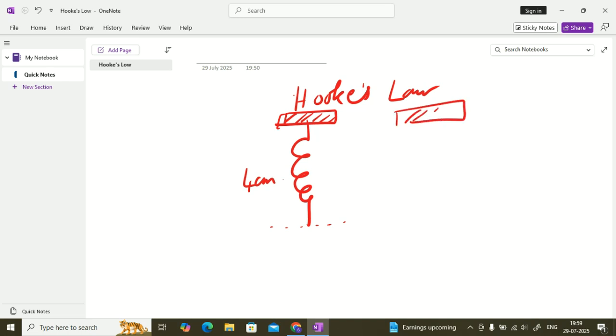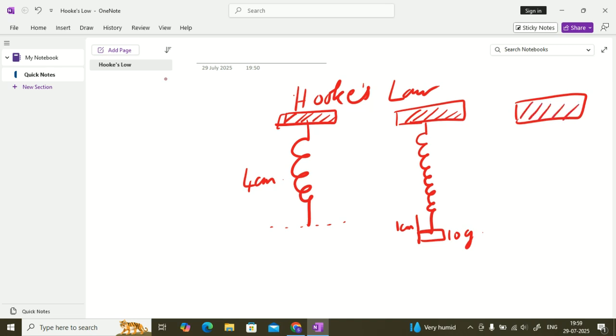Now I have some weights with me. Let's say we hang this 10 gram weight to it. What will happen? Obviously the extension will take place. So let's say the extension is 1 centimeter per 10 grams. Now if I keep on adding weights to it, what will happen?